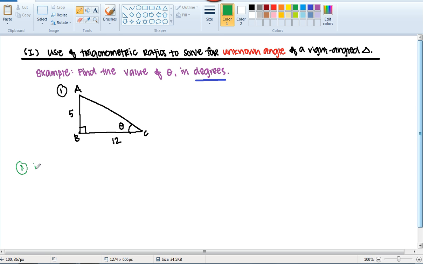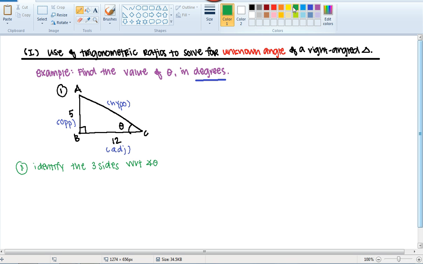My first step is to identify the three sides, with respect to angle theta in this case. Let us do the labeling and the identification of the sides. With respect to angle theta, the side which is opposite to this angle theta will be side AB, so I'm going to write this as opposite. Side BC will be your adjacent, and your side AC will be your hypotenuse. I'm sure you'll be very good at identifying the three sides of a right angle triangle at this stage.